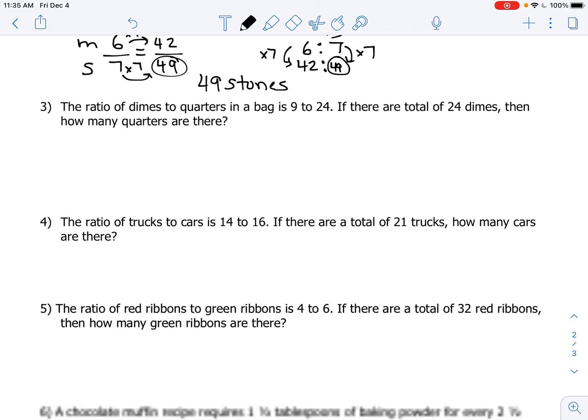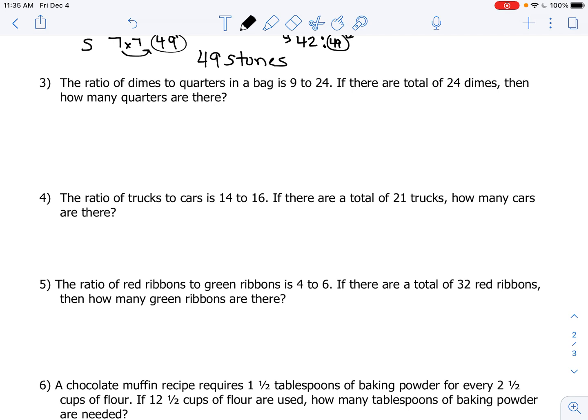All right, on to number 3. The ratio of dimes to quarters in a bag is 9 to 24. If there are a total of 24 dimes, then how many quarters are there? And again, I'm going to label everything. We can set it up in fraction form, dimes and quarters. My dimes is 9, quarters is 24. And we're told there are 24 dimes.